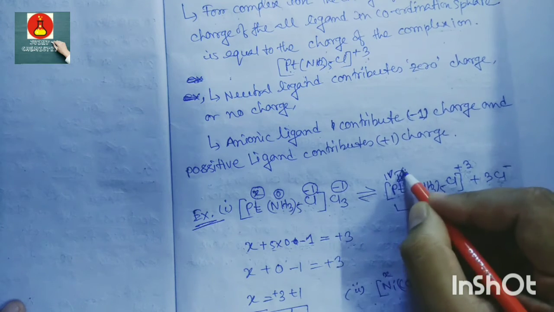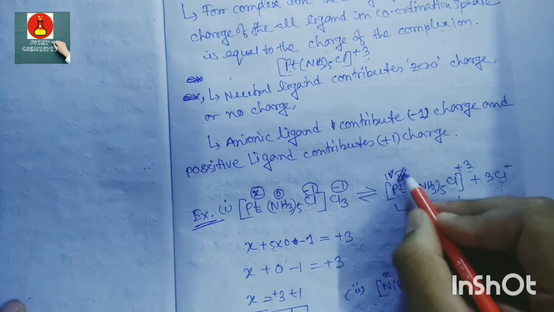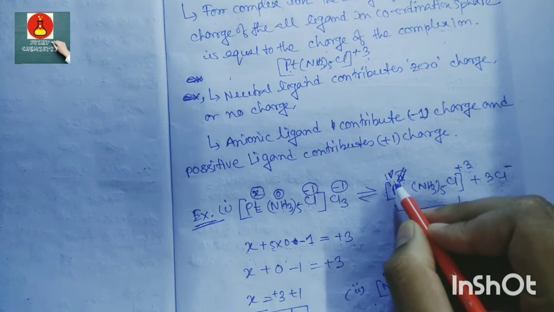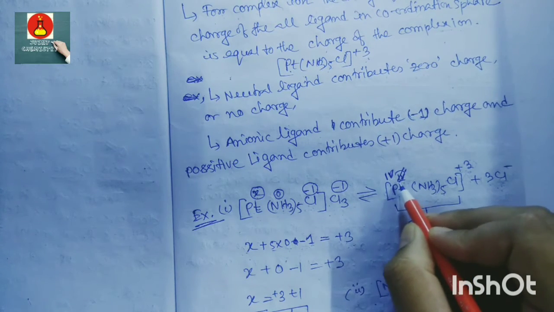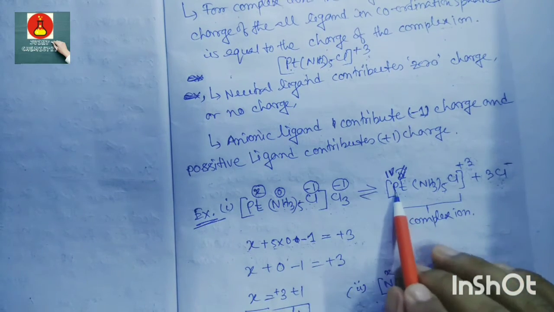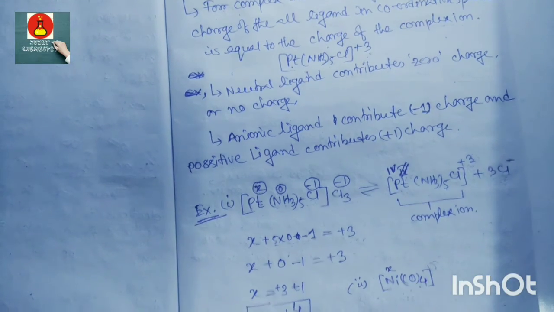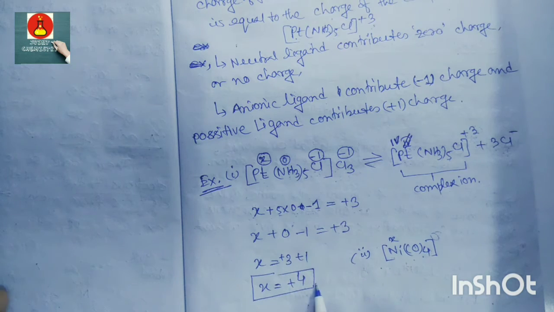Okay, so this is not the correct way. We should not write these lines up and down. Only this, only this IV. This means 4. So the charge of this metal is 4, right? So we calculate the charge of the metal.